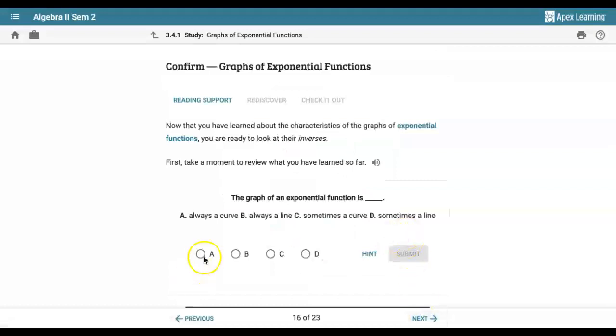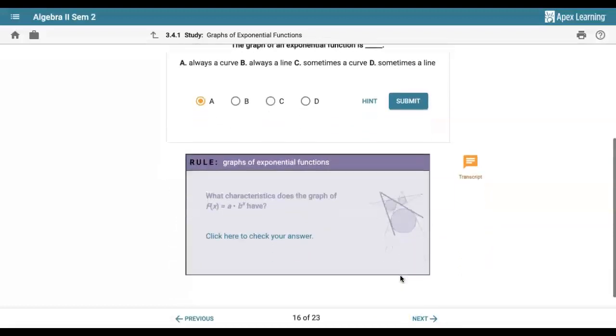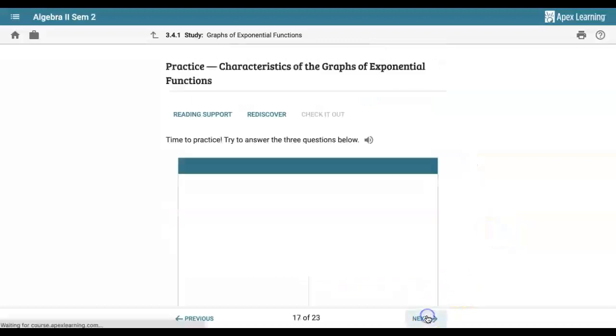So that's how we get to our final graph from our parent function of 4 to the power of x. Looking at the graph of an exponential function, it is always a curve. What characteristics does the graph have? It's going to have the point (0, a) and the point (1, a times b). Those are your main characteristics. If b is greater than 1, it increases going to the right, and if b is between 0 and 1, it decreases going to the right, giving that decay shape. Those are your main characteristics of exponential functions.